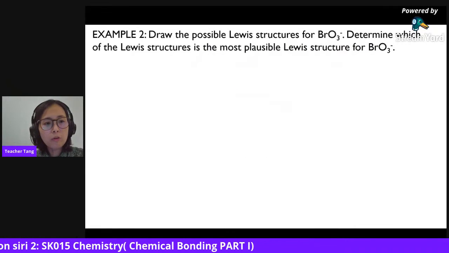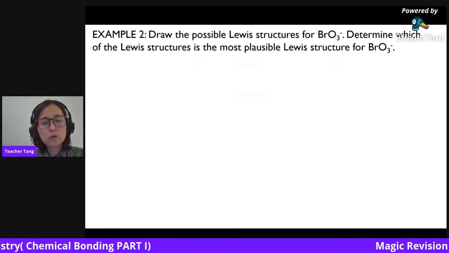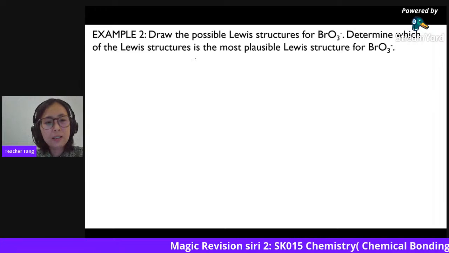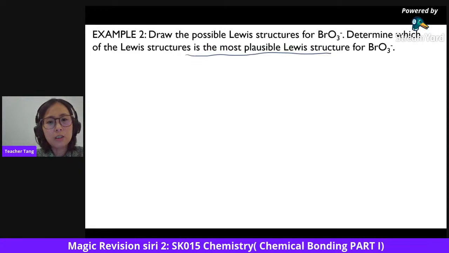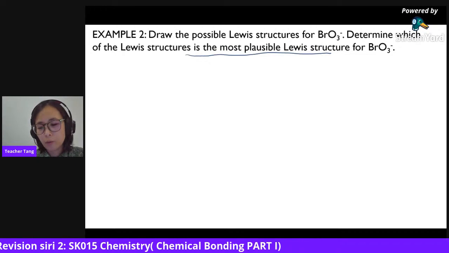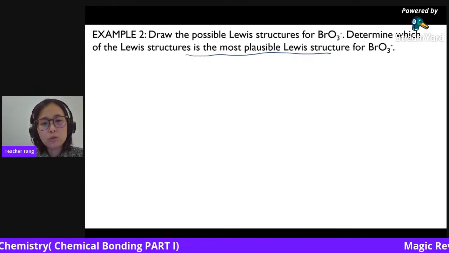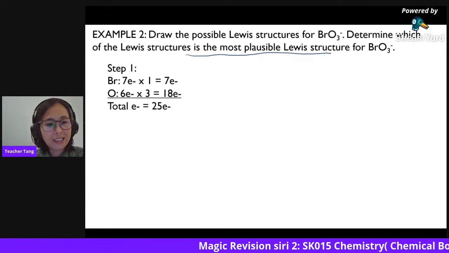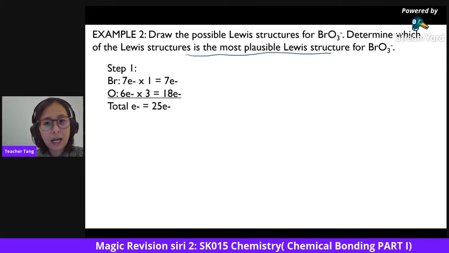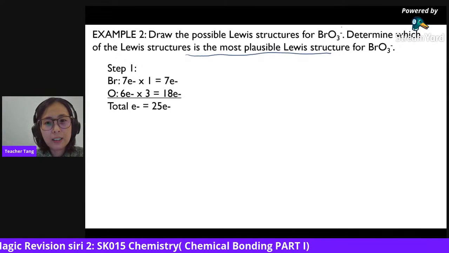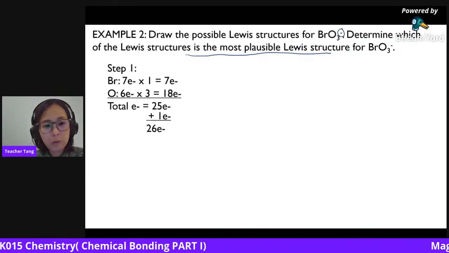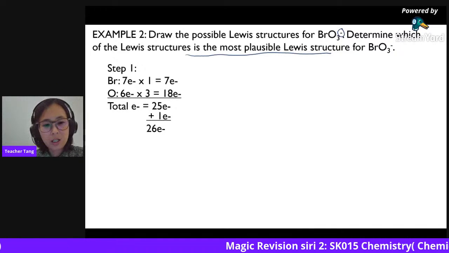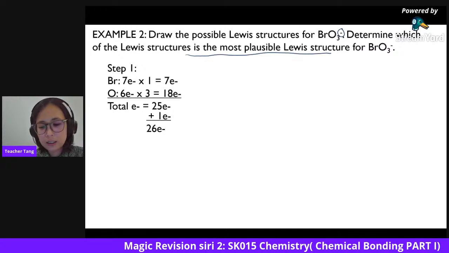Now we move on to look at the second example. So draw the possible Lewis structure for bromate ion, BrO3-, and determine which of the Lewis structures is the most plausible Lewis structure for bromate ion. So for this, again, we need to draw the Lewis structure first. So step number 1, we need to calculate the total number of valence electrons. For bromate ion it is 25, but because this one is an ion, -1, don't forget we need to add 1 electron, which is equal to the charge. So that gives a total of 26 valence electrons.